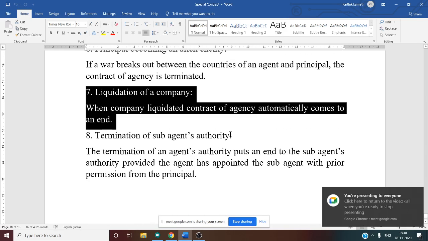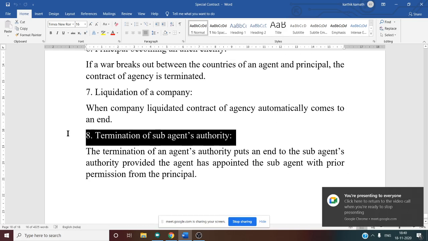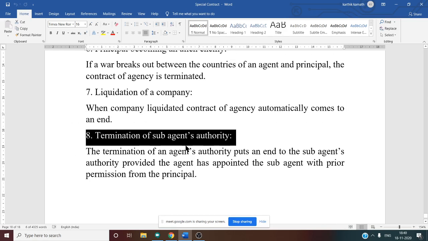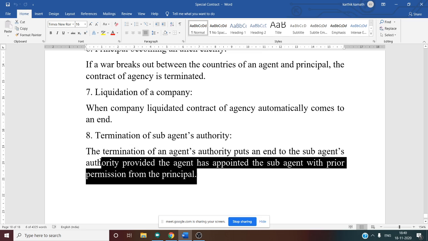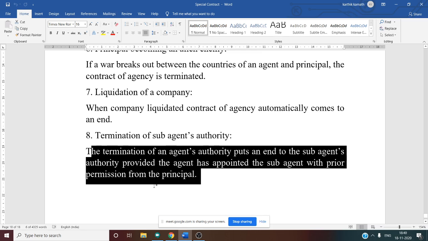Then the last point is termination of sub-agent's authority. What do you mean by sub-agent? If an agent appoints some other agent to do his work, that person is known as a sub-agent, and he can appoint a sub-agent only with prior permission from the principal. See this, termination of an agent's authority puts an end to the sub-agent's authority as well, provided the agent has appointed the sub-agent with prior permission from the principal.